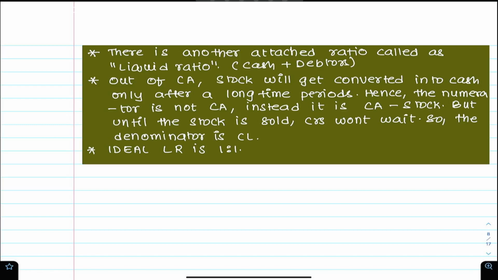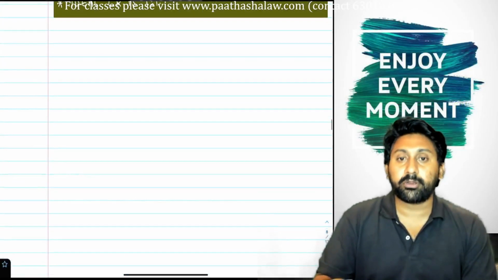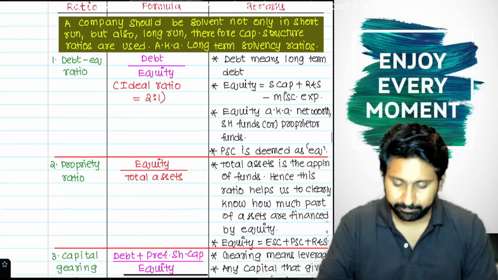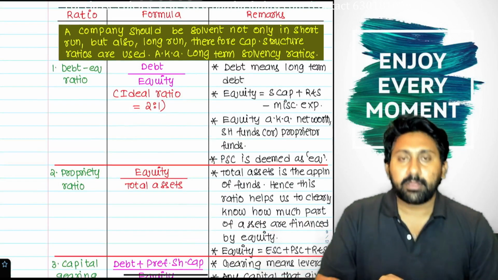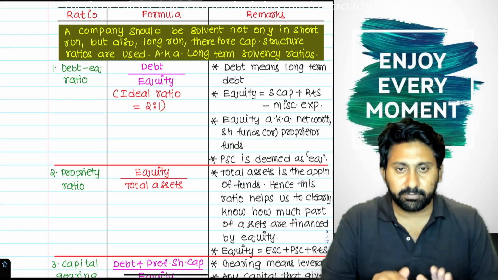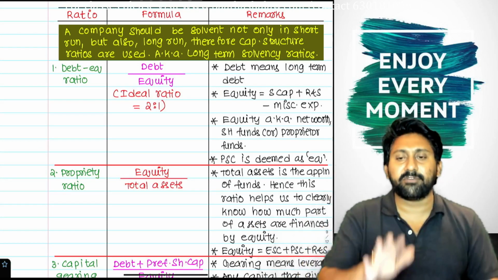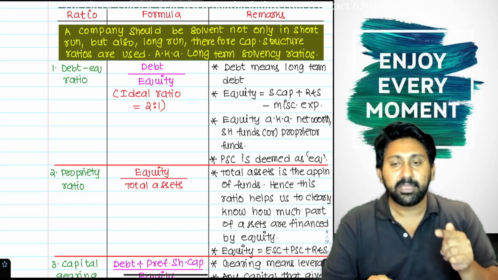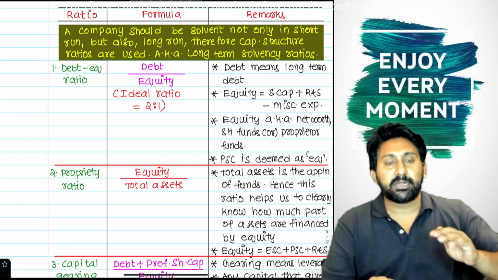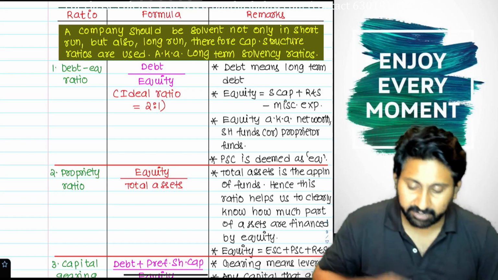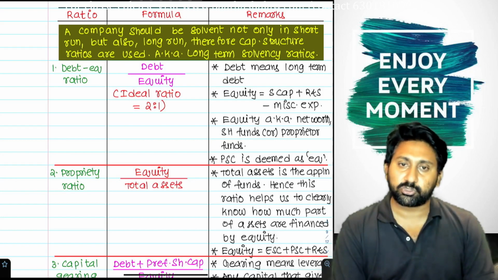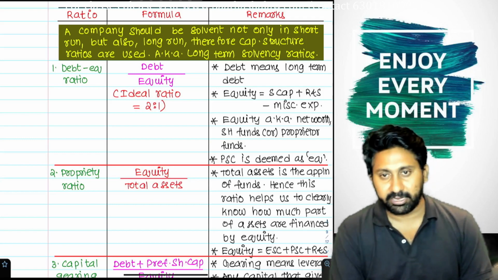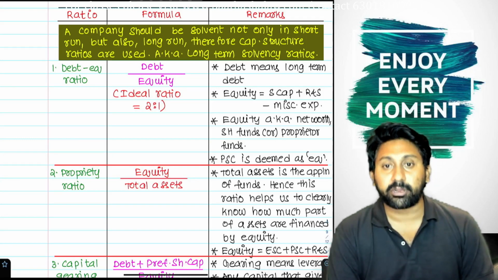Okay. Next, long-term solvency, also called capital structure ratios. See, easy. A company should be solvent not only in the short run, but also in the long run. For that, we use long-term solvency. Now, short-term solvency we have seen as current assets by current liability. Like that, long-term solvency means what? Debt by equity, also called the debt equity ratio. Ideal debt equity ratio is 2 is to 1. Means maximum debt should not exceed 2 times the equity. Debt means long-term debt here.